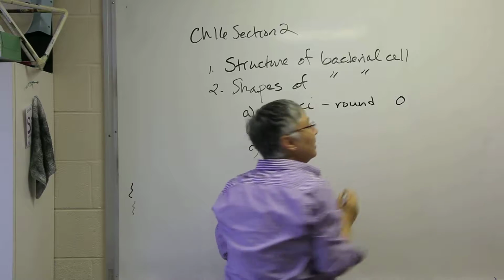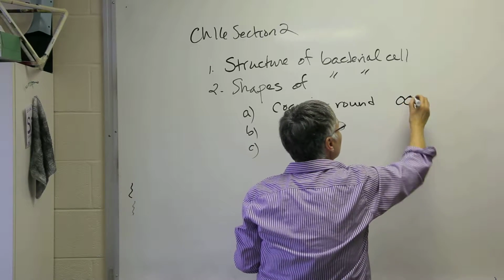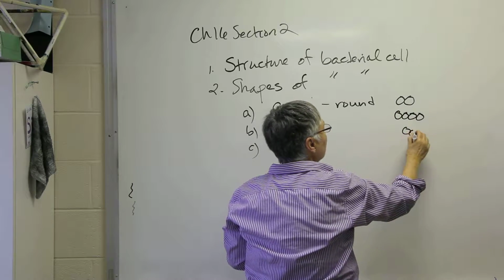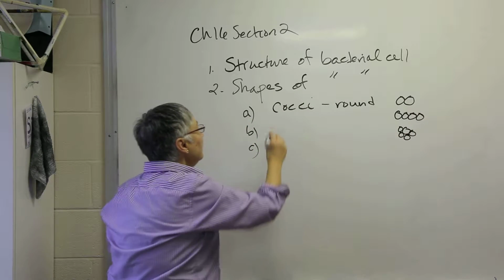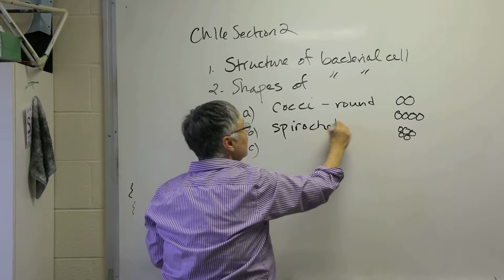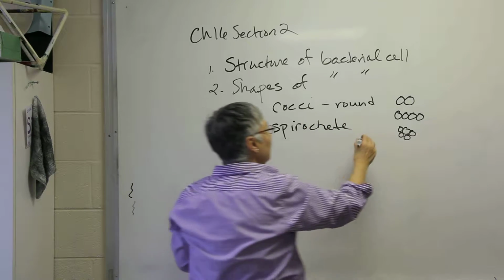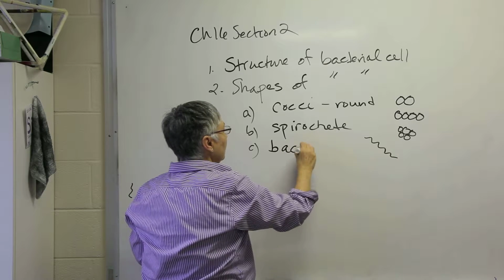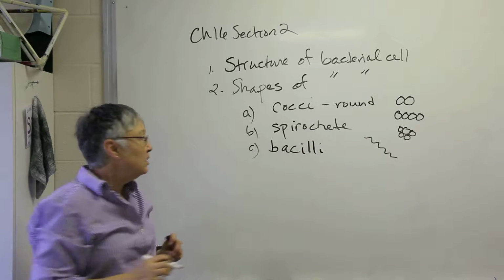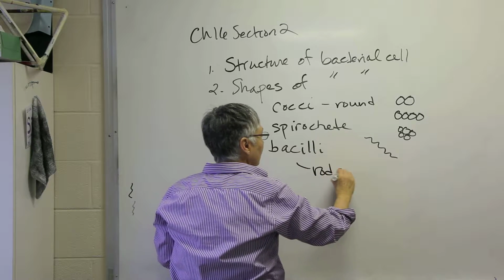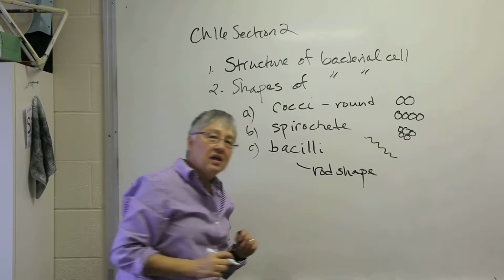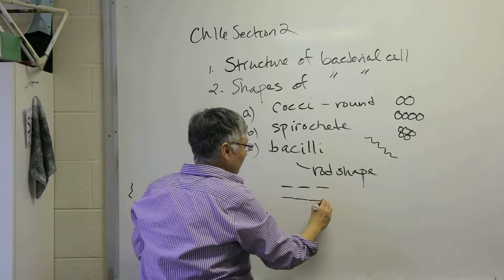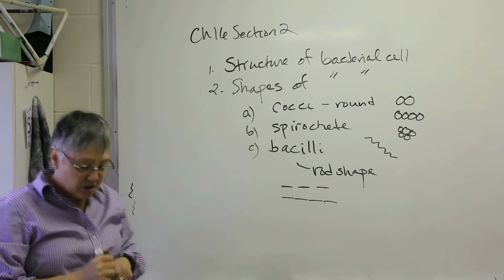Cocci are bacteria that are round. They can exist as individual cells. Sometimes they form couplets, or sometimes form chains, or even clusters. The spiral bacteria are called spirochetes, and they tend to look something like that. And lastly, the bacteria that are rod-shaped are called bacilli. And again, they can also form individual cells, or you might sometimes see them connected end-to-end to form a chain.